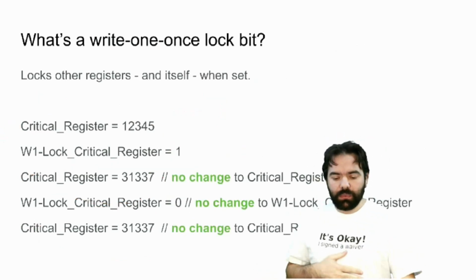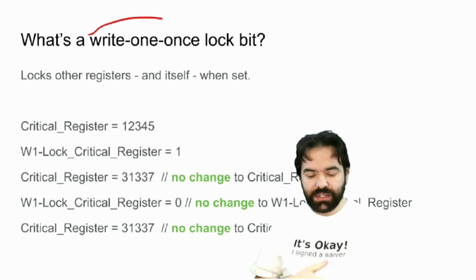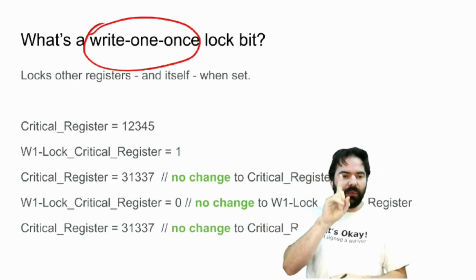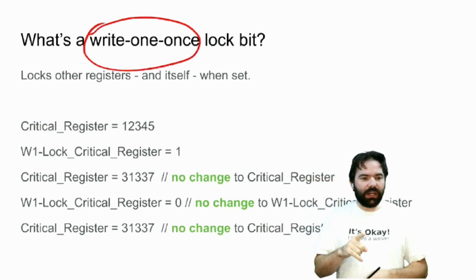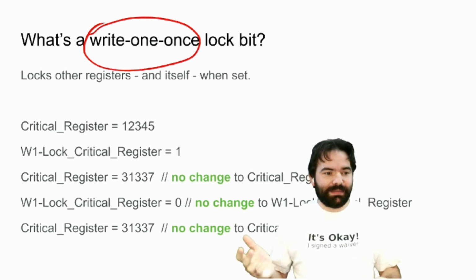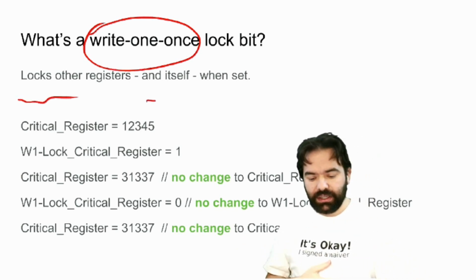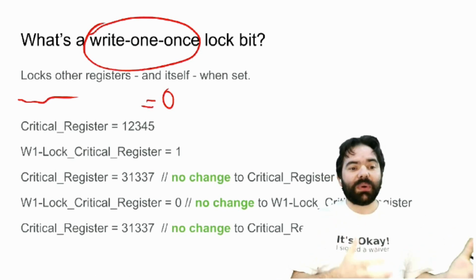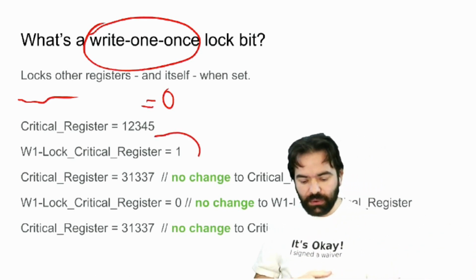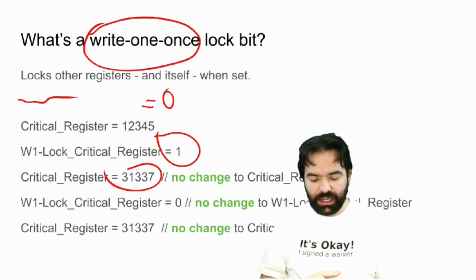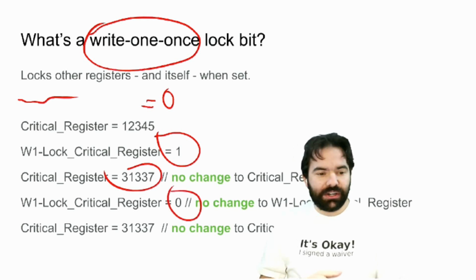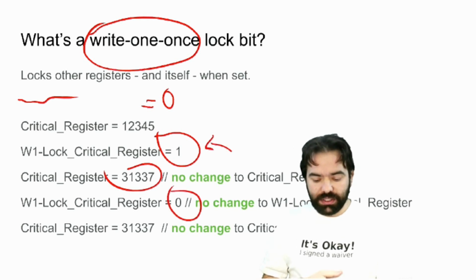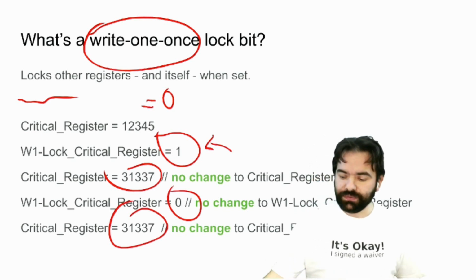So what we usually have is a write one once, right? So you can write a 1 to it one time. And if you write 0 to it, it doesn't matter. It's not a 1, so it's not locked. So basically, the lock register locks itself. Here we go. We write to 1. We can't change it. We write it to 0 again. It's already been written 1 once, so it stays 1, and it's good.